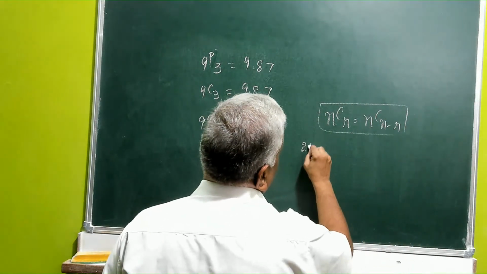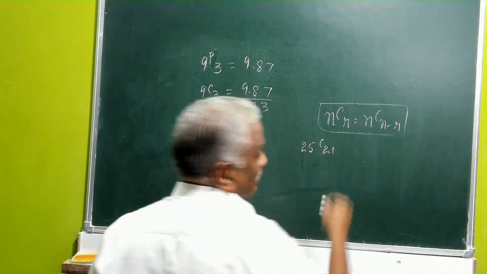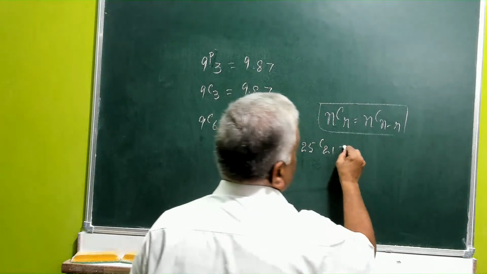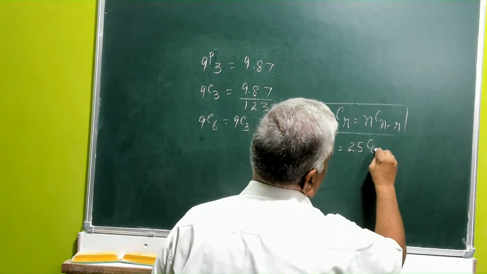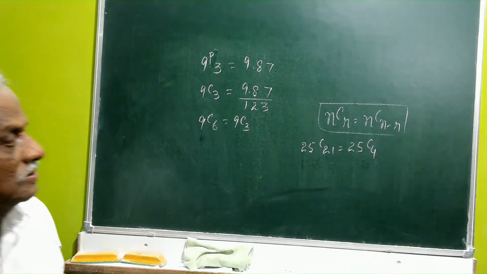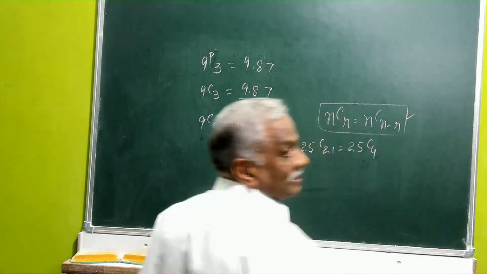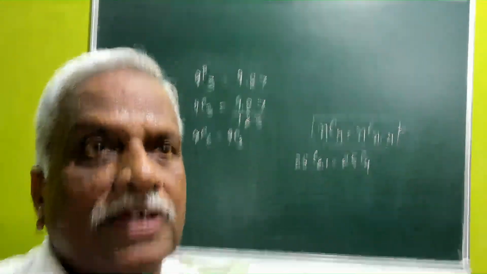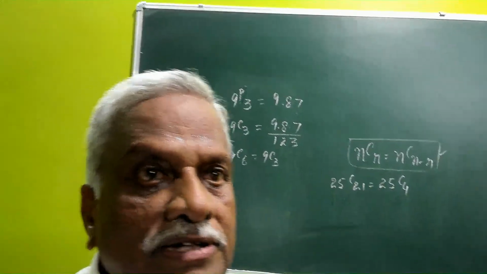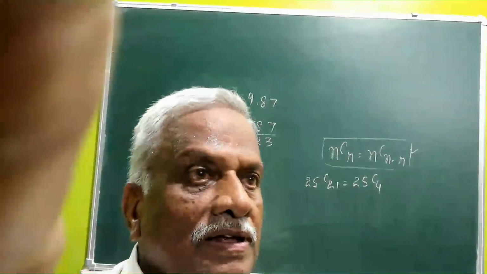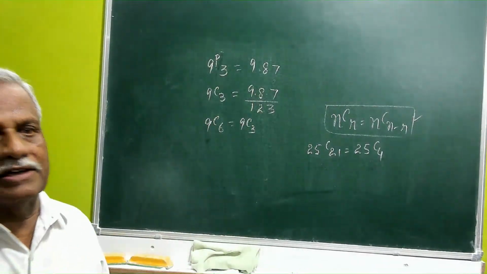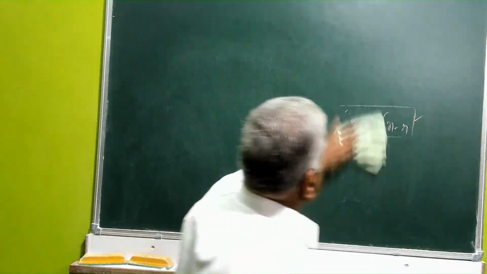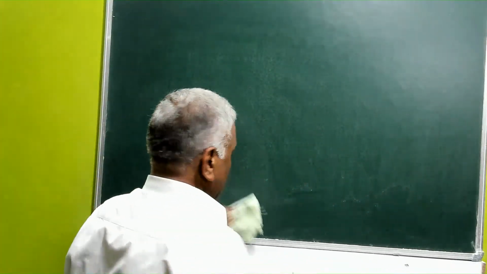Supposing I want 25C21. It's going to be a very big problem, but you can write this as 25C4, then it's going to be easy. So this is a very useful formula. NCR is equal to NCN minus R. And sometimes they have given a problem also based on this formula. They have given some problems based on this. Once we start solving the CET problems, I'll just explain how to do it.